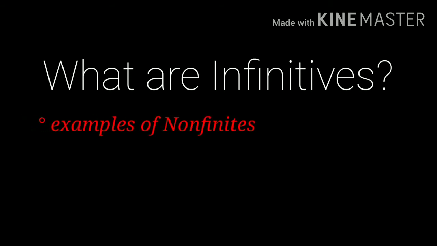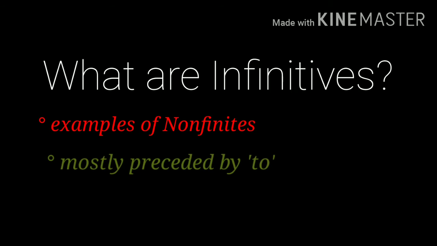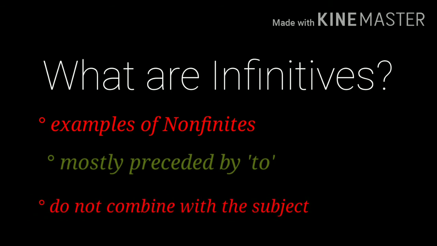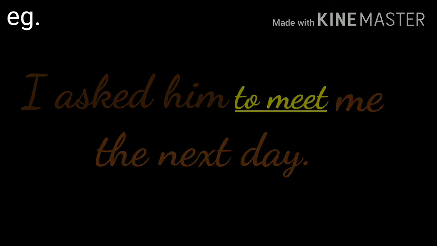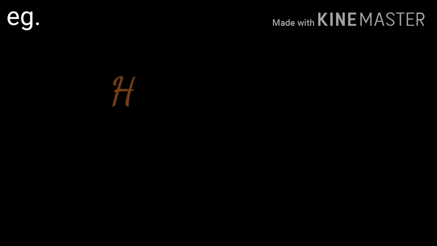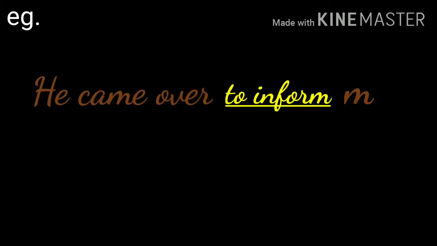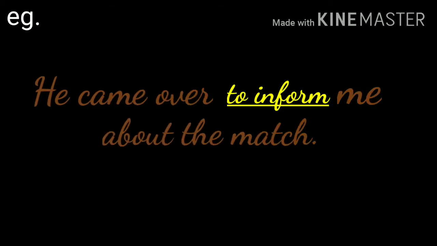So what are infinitives? Infinitives are examples of non-finite verbs which are mostly preceded by the word to. They do not combine with any subject. Okay, so for example, to do, to eat, to play, etc. Let me give an example. I asked him to meet me the next day. Or, he came over to inform me about the match.